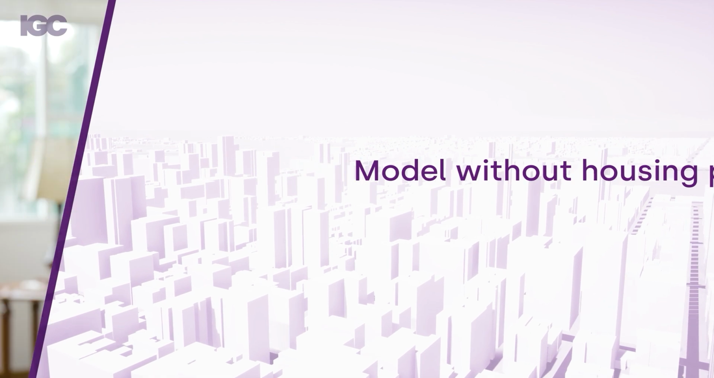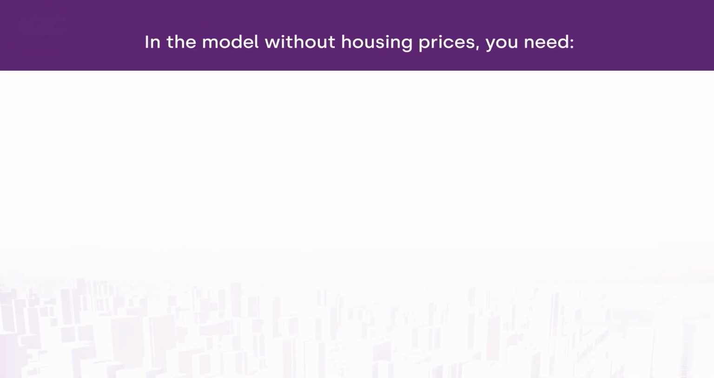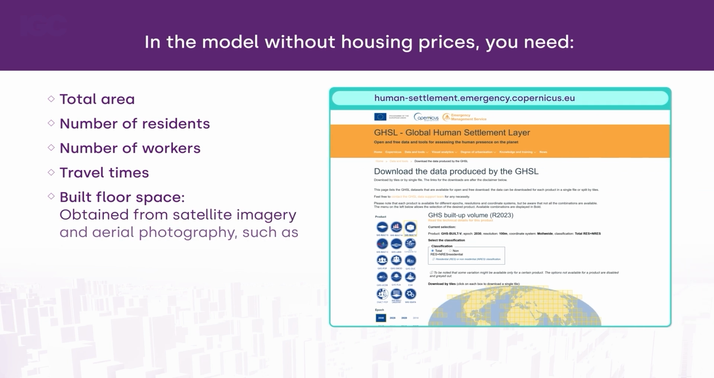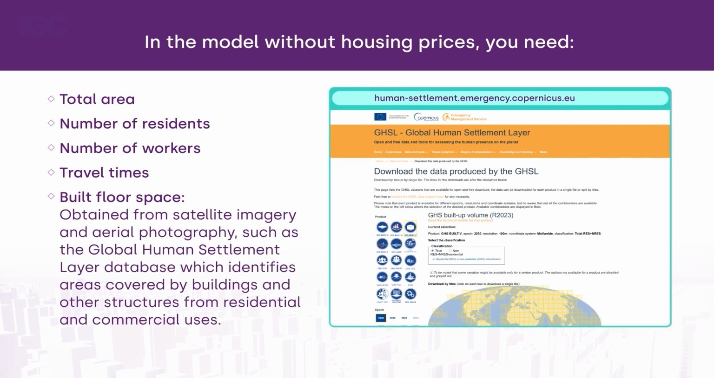The data requirements for the model without housing prices are very similar. In this case, you will need data on the total area, the number of residents, the number of workers, and the travel time matrix. However, instead of the floor space prices, you will use data on the built floor space surface. This is obtained from the Global Human Settlement Layer database, which identifies areas covered by buildings and other structures for commercial and residential uses.